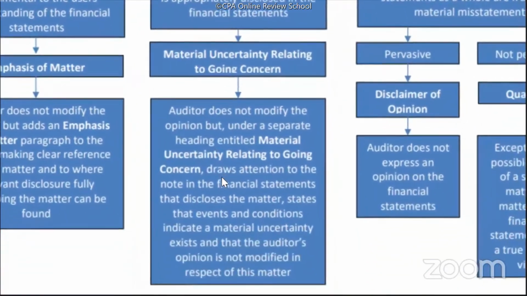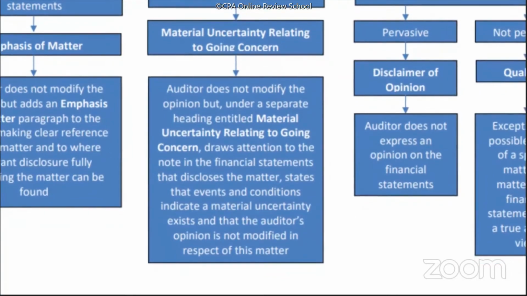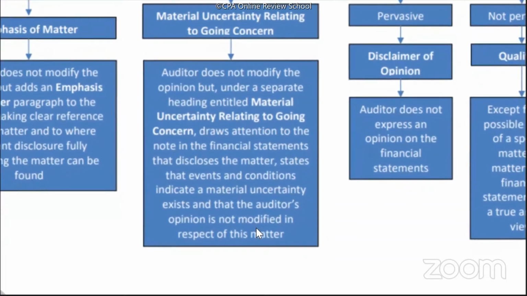Na uncertainty, but under a separate heading entitled Material Uncertainty Relating to Going Concern, draws attention to the note in the financial statement. So, i-disclose mo daw. State mo yung event, yung COVID-19, yung condition nung company, indicate mo yung material uncertainty, kung meron man, okay? So, again, modified in respect of this matter.